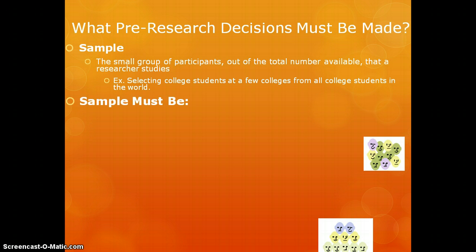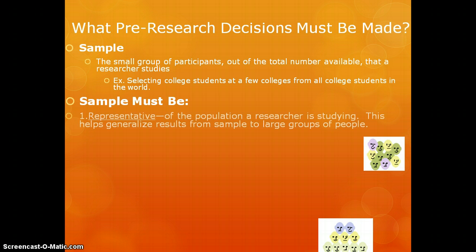So there are a few characteristics that a sample must have. The first is that a sample has to be representative. Representative meaning it has to represent the population a researcher is studying. So again, this is going to help generalize results from the sample to a large group of people.